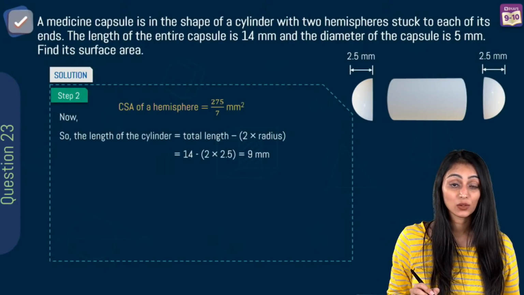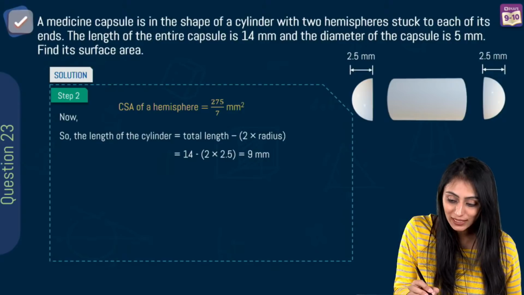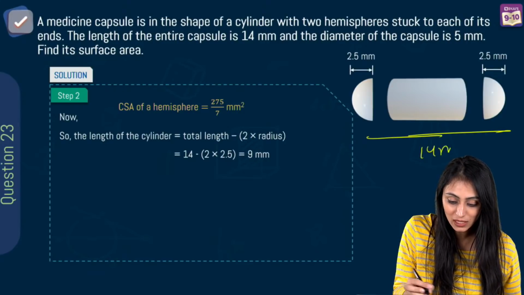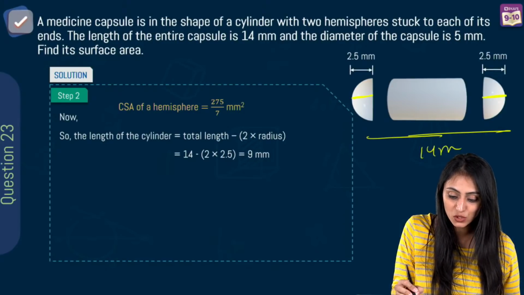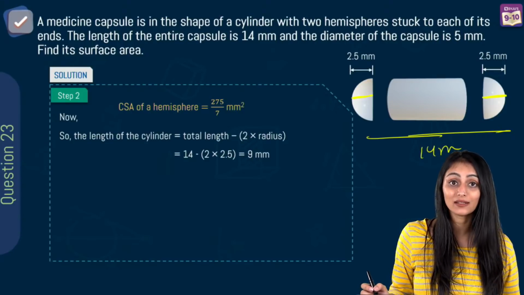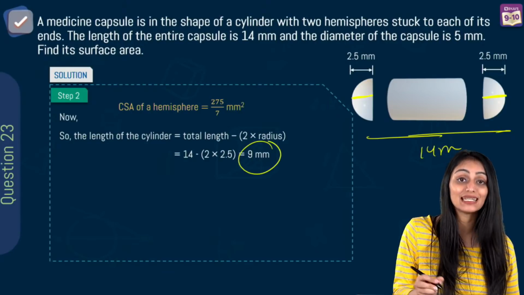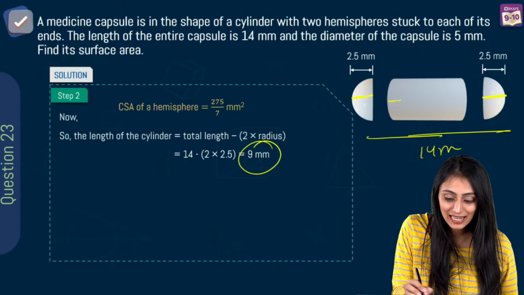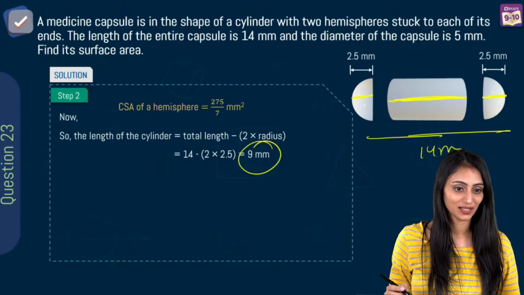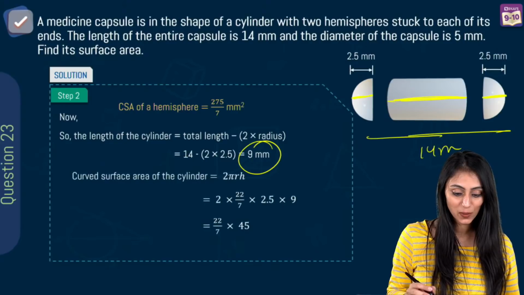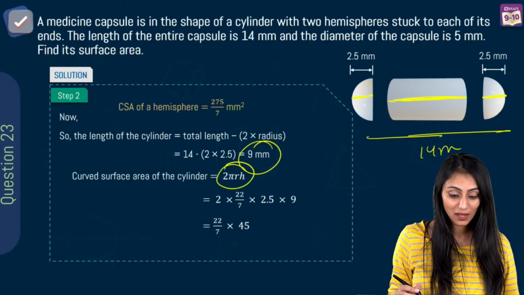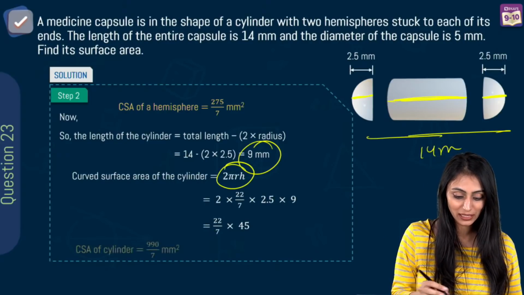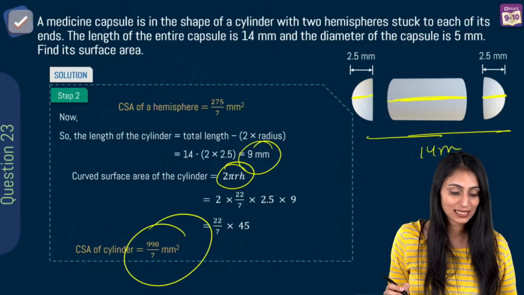The length of the cylinder would be the total length minus twice the radius. The total length is 14 millimeters. This is 2.5, this is 2.5. So I'll subtract twice of 2.5, that is 5, and I get 9 millimeters. That's the length for this cylinder. The curved surface area of the cylinder would be 2 pi rh. Let's put everything here and we get 990 by 7 millimeters square.